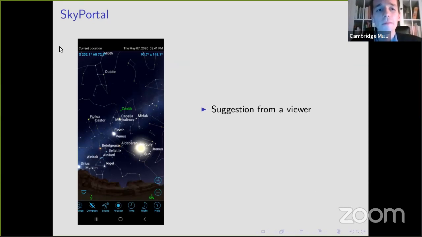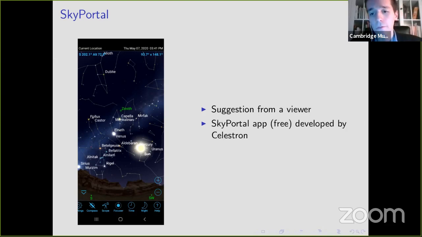A viewer suggested a piece of software, an app for the phone, called SkyPortal. I hadn't used it before, but I found that it's a wonderful app that I can recommend everyone to download. It is free, and it's developed by Celestron, a manufacturer of telescopes. SkyPortal has a compass mode. So pressing the compass, one can point the phone to a part of the sky, and then one can see the stars in that direction.